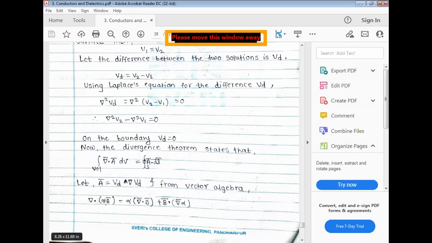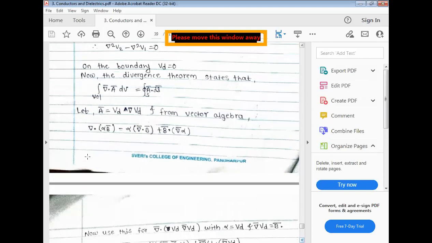It is del dot alpha into B bar is equal to alpha into del dot B bar plus B bar dot del alpha. Okay, so this we have to use here. Here A bar is nothing but the vector B bar. Means instead of this B bar, we have to put A bar as Vd into del Vd. So we put del Vd there, and Vd we have to put as alpha here.